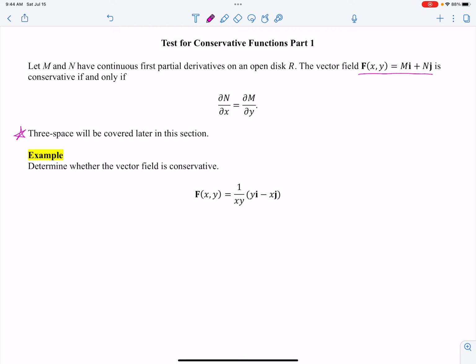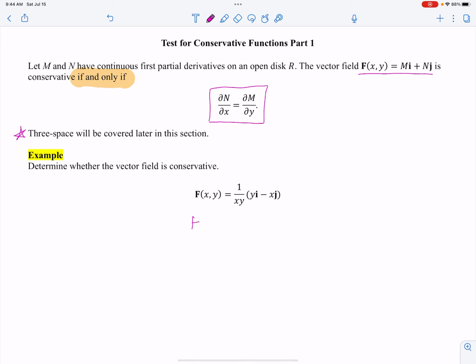There's our vector field. We can check to see if it's conservative by just taking these partials and seeing if they're equal. If they are equal, the vector field is conservative. If the vector field is conservative, we get that as well. That's what if and only if means: it works both ways. If I got this, then I know the field is conservative. So we are going to run a test doing this. Three-dimensional space will be taken care of later. It's a little more involved than just this, so I'm saving it for a later video.